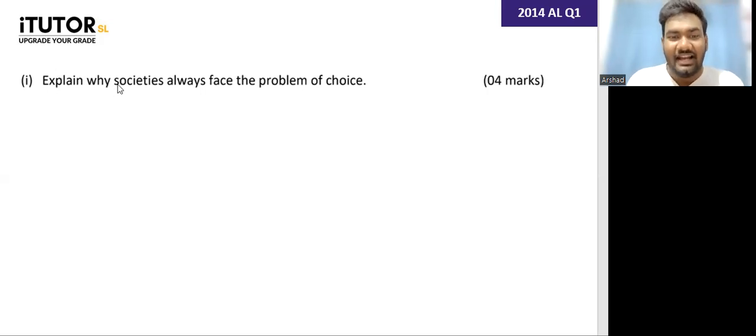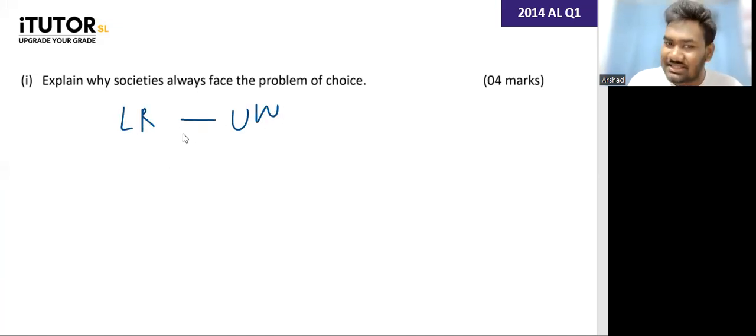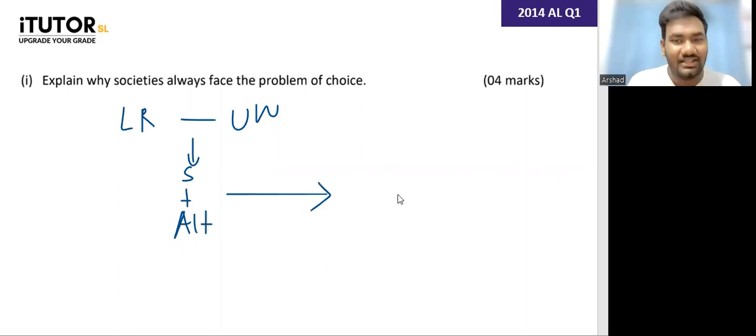Now, explain why societies always face the problem of choice. You can write the same thing that we explained, guys. We did this question. So you can start with saying limited resources, there are unlimited wants. So this leads to scarcity. These scarce resources have alternative uses. You can give an example, like a plot of land, different things like that. So you can't do everything that you want. You have to make a choice. So you can stop from there.